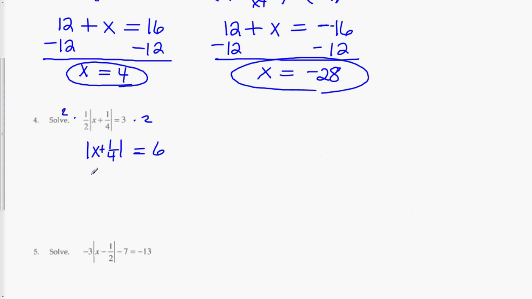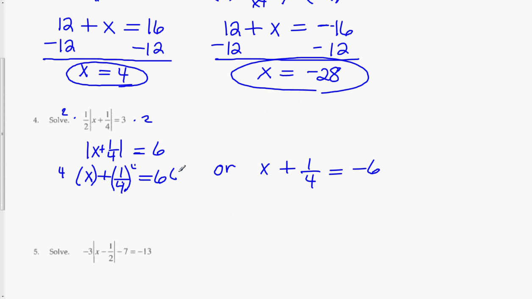Now set up your two equations. x plus 1/4 equals 6, or x plus 1/4 equals negative 6. I like clearing my fractions. You don't have to really clear your fractions on this one. You could subtract 1/4 from both sides. I'm just going to practice doing some clearing because I like to work with whole numbers. I think you do too.